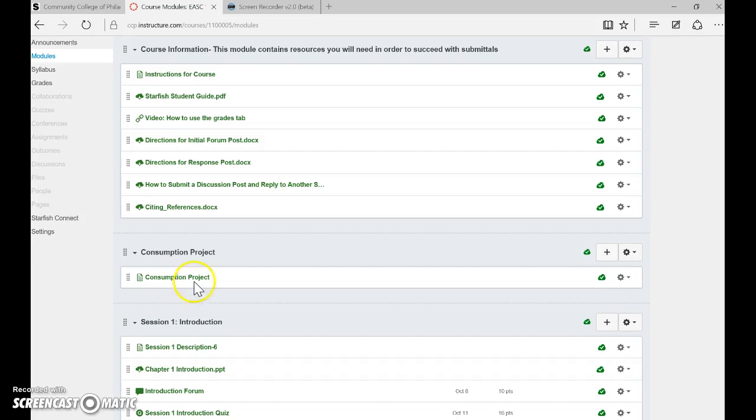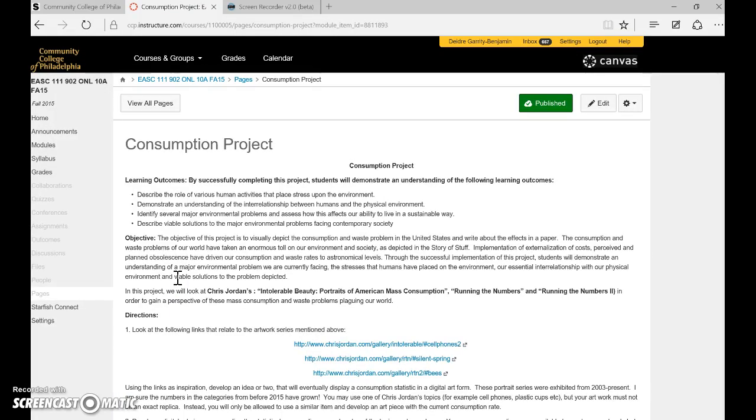So if you haven't noticed, there is a consumption project module. And if you haven't read the information about the consumption project, of course, I highly suggest you do that before you start even working on your project. Make sure you read every part of it. Make sure you look at all the links to get an idea of what my expectations are for the project.